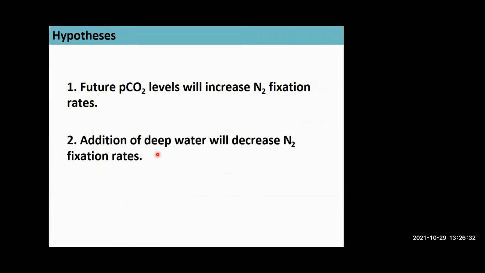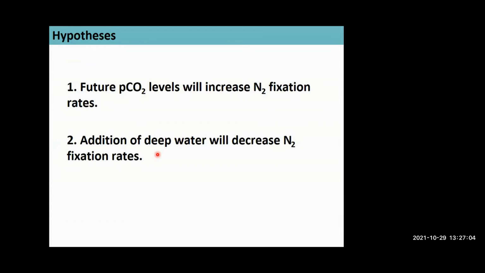The hypothesis from our study was that the future pCO2 levels, that means the future high atmospheric CO2 levels, will increase the N2 fixation rates. The reason behind this hypothesis is that these phytoplankton, the cyanobacteria, because of the availability of high CO2, can utilize their energy not to fix CO2, which is already available, but rather to fix nitrogen.